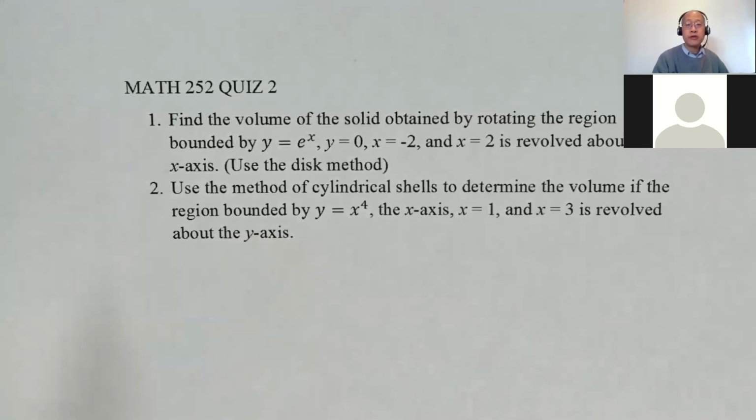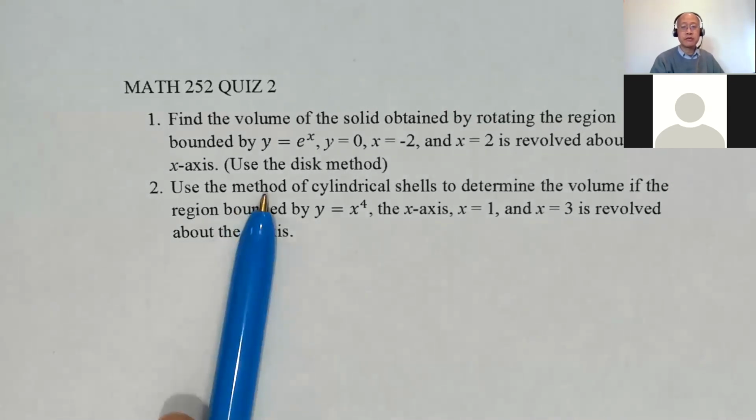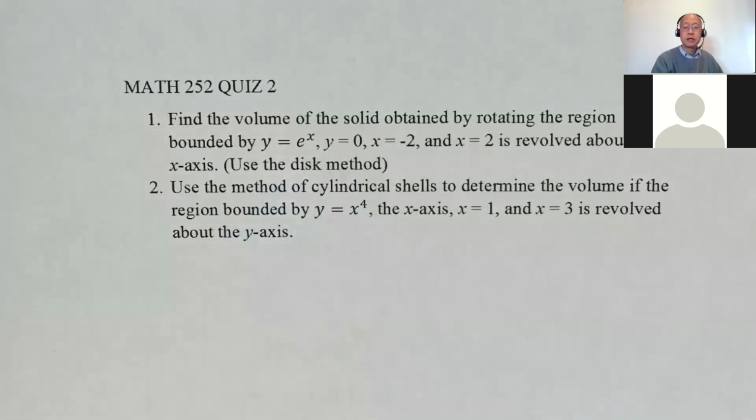Okay, number 1. Find the volume of the solid obtained by rotating the region bounded by y equals e to the x, an easy function to integrate, y equals 0, x equals -2, and x equals 2. It says revolve about the x-axis and use the disk method. So do the disk method for this one. Here's a function bounded by y equals 0, which is the same thing as the x-axis, and x is going from -2 to 2. You know what to do for the disk method: you're integrating pi r squared. So I'm kind of telling you some of the answer already.